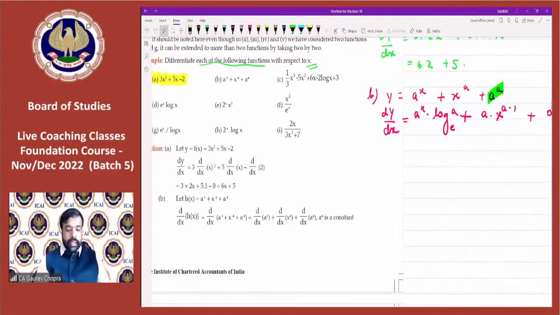Then let's try question number C, C part.